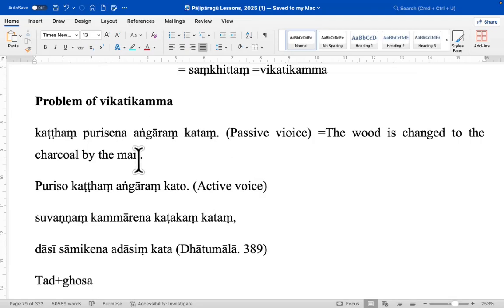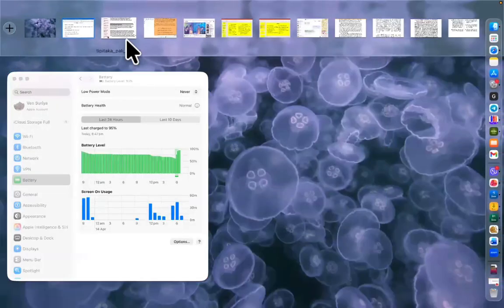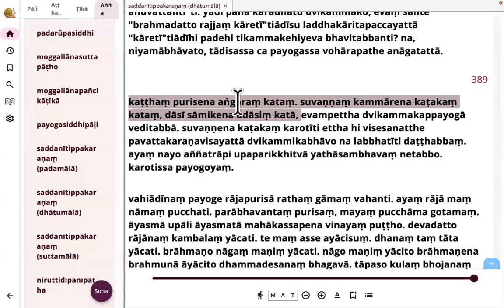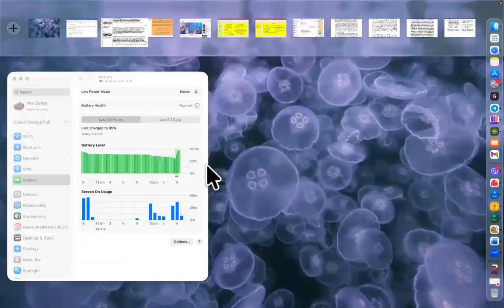Here, Katam is neuter gender. Ankara is masculine, I think. Let me check. Ankaran, neuter here. I think I've seen Ankara also in this dictionary, the PED, Pāḷi English dictionary. I'm seeing masculine and neuter, Ankara.